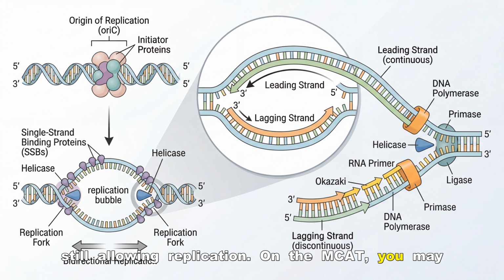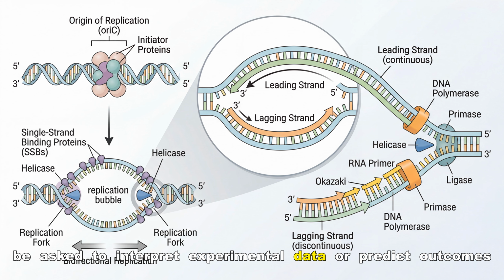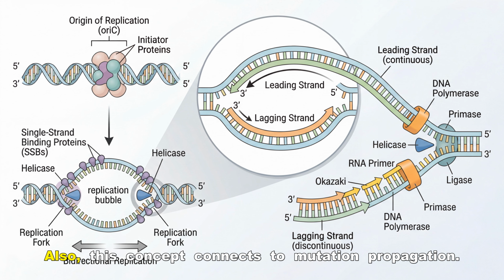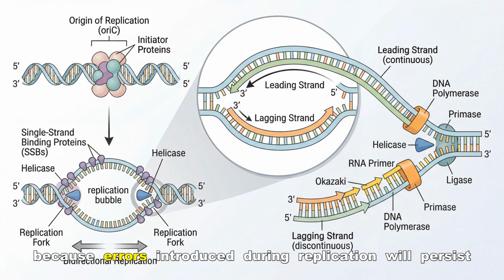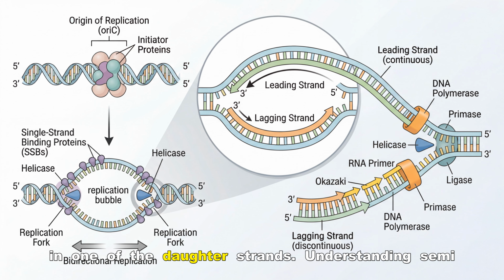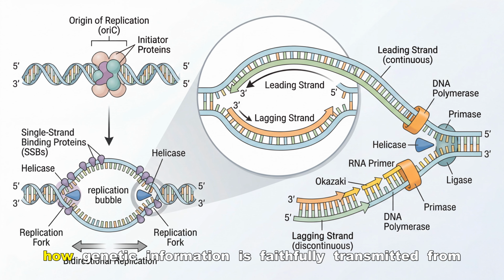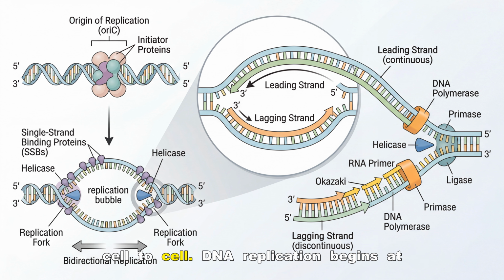On the MCAT, you may be asked to interpret experimental data or predict outcomes if replication were conservative or dispersive instead. Also, this concept connects to mutation propagation, because errors introduced during replication will persist in one of the daughter strands. Understanding semi-conservative replication is foundational for grasping how genetic information is faithfully transmitted from cell to cell.